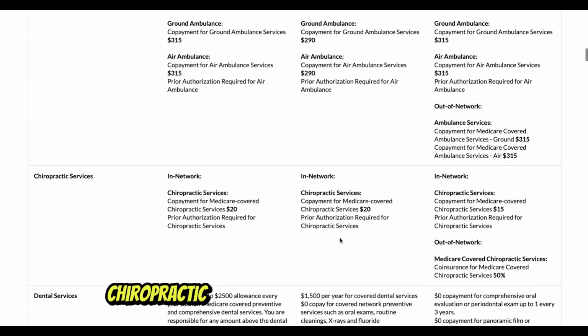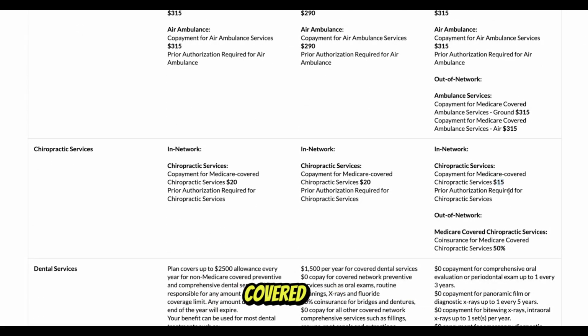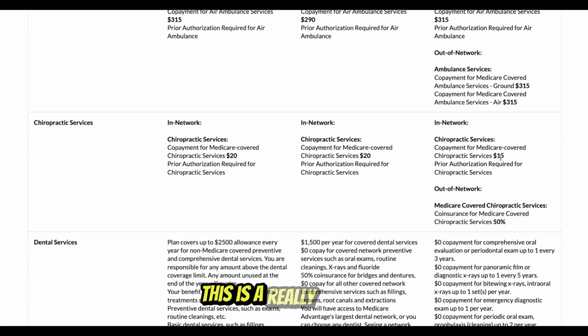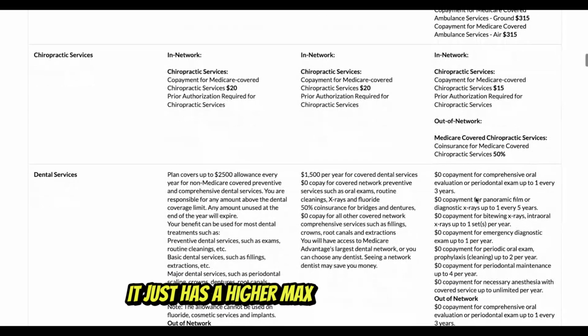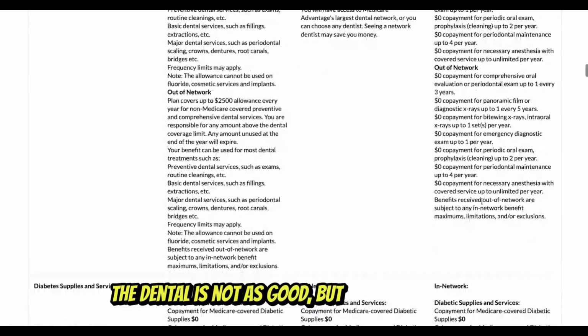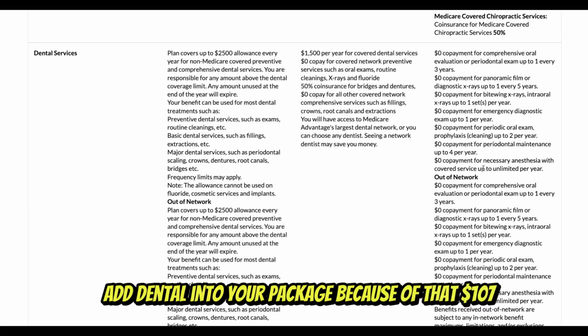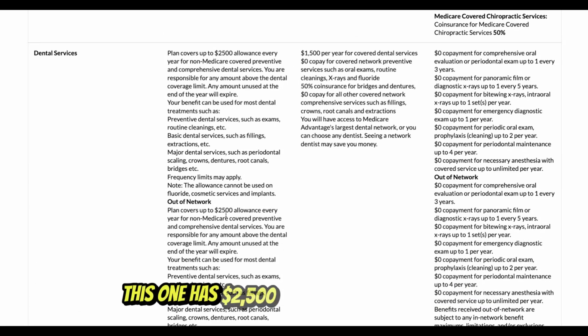Okay. Chiropractic services are typically covered under Medicare Advantage, whereas they're not as well covered under original Medicare. $15 copay on this one. This is a really cool plan. It just has a higher max out of pocket is all. The dental is not as good, but like I said, you can add dental into your package because of that $107 give back. This one has $2,500 dental benefits, so that's really good. $1,500 on the middle one here.